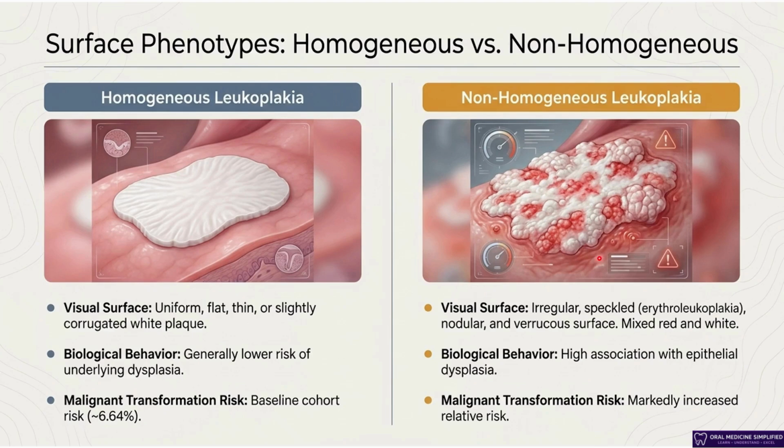Non-homogeneous leukoplakia is more concerning. It may be mixed with red and white, nodular, verrucous, ulcerated, irregular, or speckled. The biological behavior may be more active and the risk of dysplasia or malignant transformation is higher. So, when we examine the surface, we are not just describing texture. We are reading clinical clues that help us decide urgency, biopsy site, and follow up intensity.